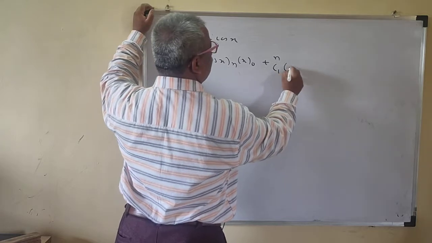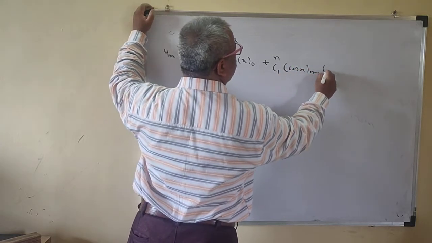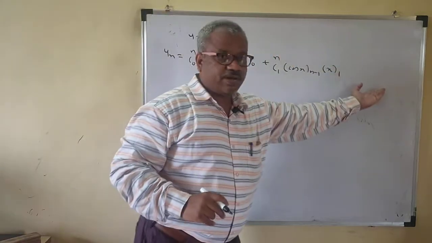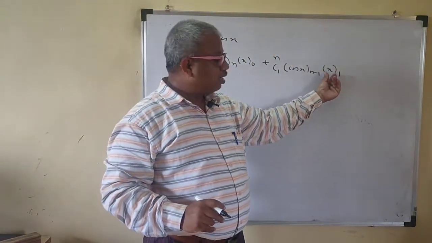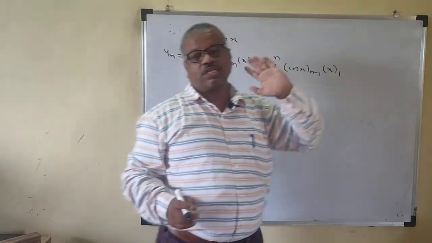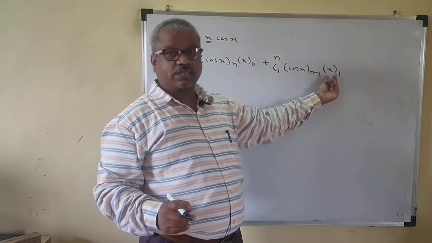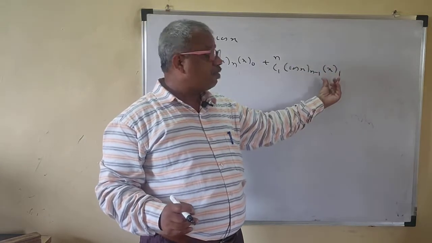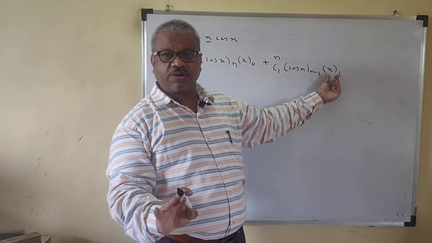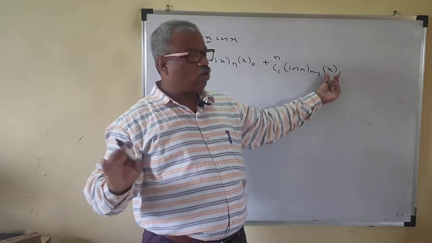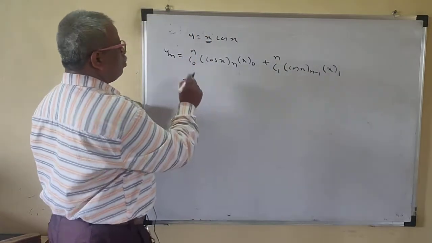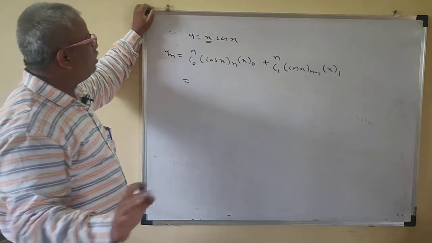Plus nc1, cos x n minus 1 derivative, and first derivative of x. Now see, in the second term, the second derivative of x is 0. So after that all the terms are 0, because the second derivative of x is 0, the third derivative of x is 0. This is a polynomial, so only the first derivative is the constant 1, and all derivatives of order 2 or more will be 0. So no further terms are there.